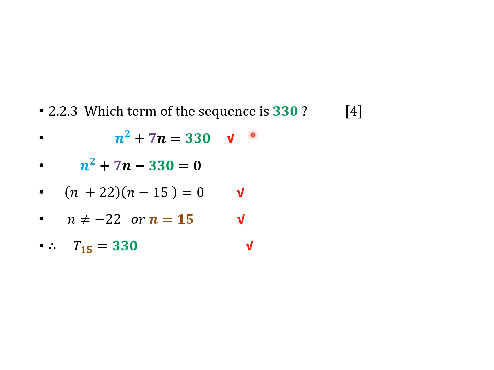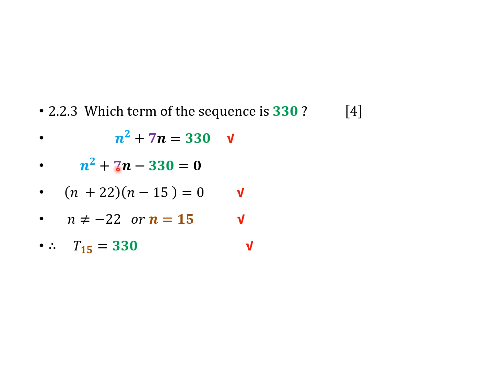Which term of the sequence is 330? So we know n squared plus 7n was the formula we just found, equal to 330. So n squared plus 7n minus 330, if I take it over, equals 0. Factors of 330, 22 times negative 15 gives me negative 330, and 22 minus 15 gives me 7. Right? If you're unable to factorize in this format, feel free to use the quadratic formula.